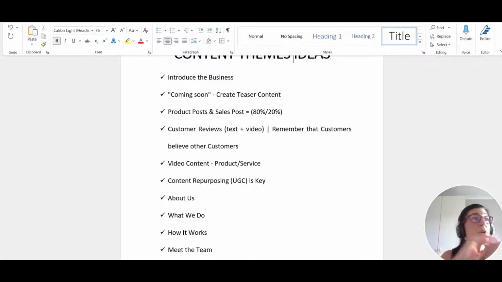Also remember, a quick best practice tip to note is that customers believe other customers. So it's very important to have customer reviews coming through your social media platforms in the form of text and video. You want to be thinking about video content about your product or service. Very short content in the form of reels, YouTube shorts, and TikToks, no more than 45 to 60 seconds. Short and snappy is key.